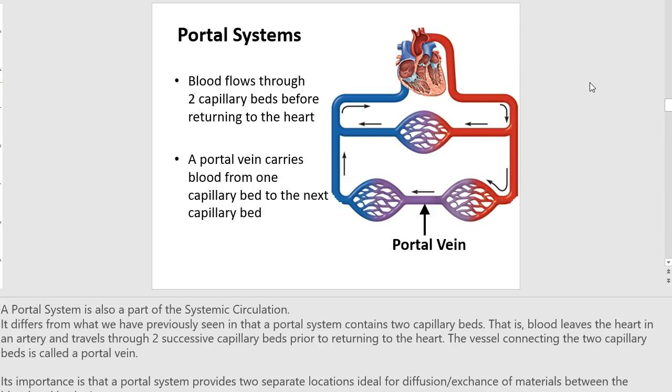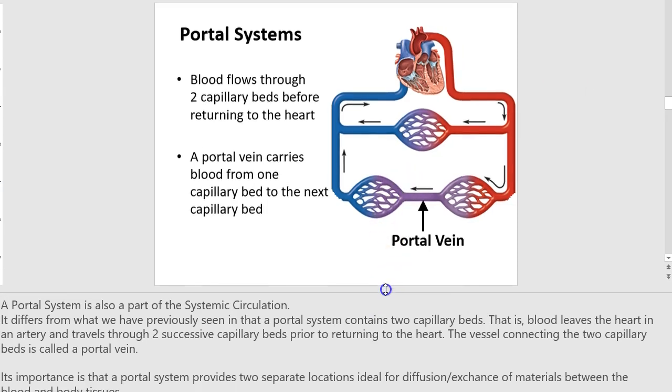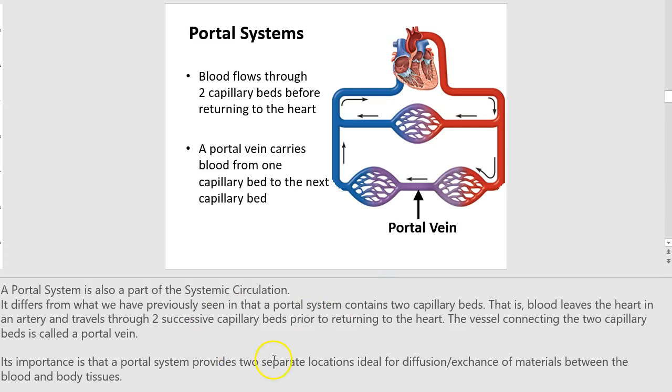Okay, let's talk about our third specialized blood vessel circuit, and that is a portal system. The portal systems that we're going to look at are also part of the systemic circulation. How it differs is that a portal system contains two capillary beds that are connected by a vessel called a portal vein.